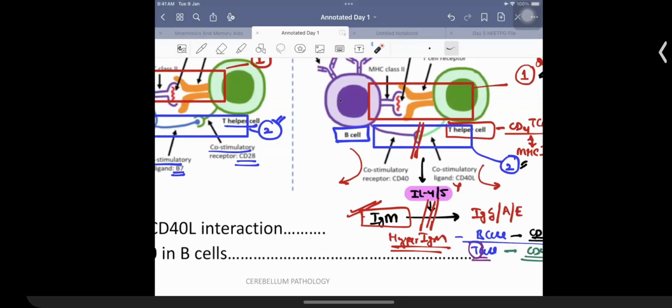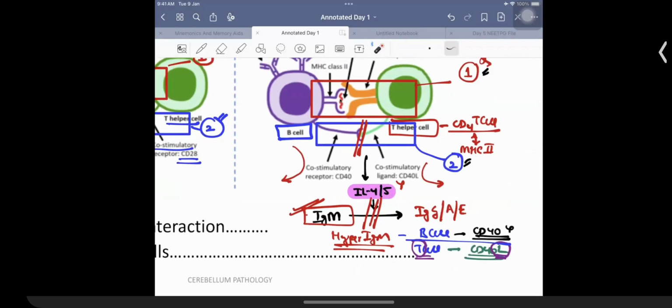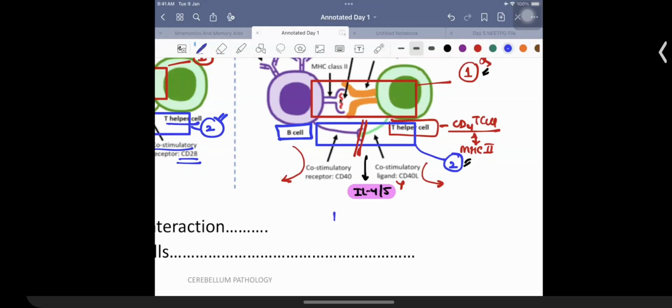Now, these are examples of molecules which are going to be stimulatory in nature. There is a possibility that some molecules are going to be acting like a brake. What are the molecules which can be acting like a brake? Say, for example, we have a molecule which is given the name of CD28, interacting with a molecule that is given the name of CTLA4.